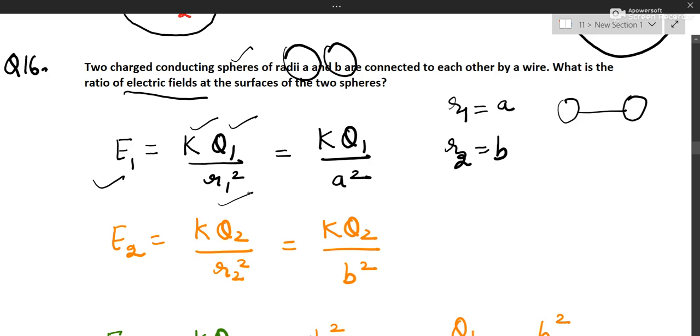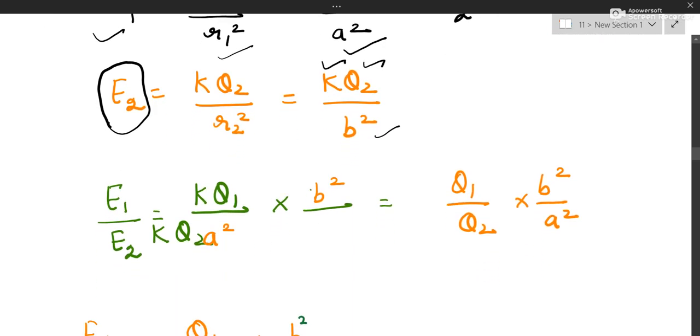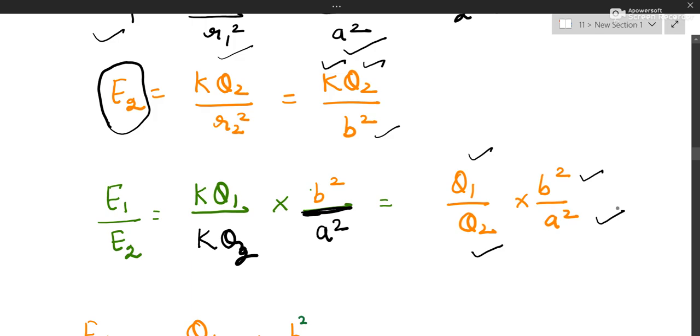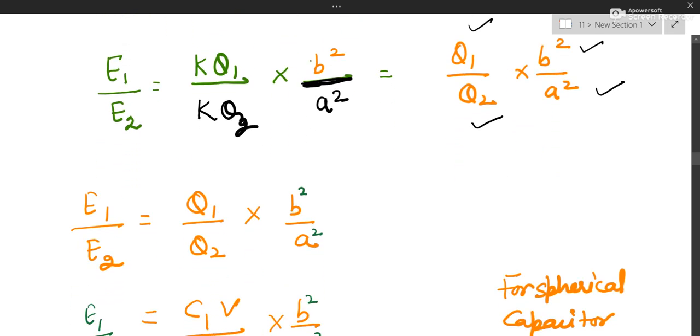Q I have noted as Q1. So K Q1 by radius first, A square. Similarly, electric field of second will be K Q2 by B square. You can take the ratio E1 by E2. Just substitute properly. It is K Q1 by A square and K Q2 by B square. B square will go up, K cancels. So it is Q1 by Q2 into B square by A square.